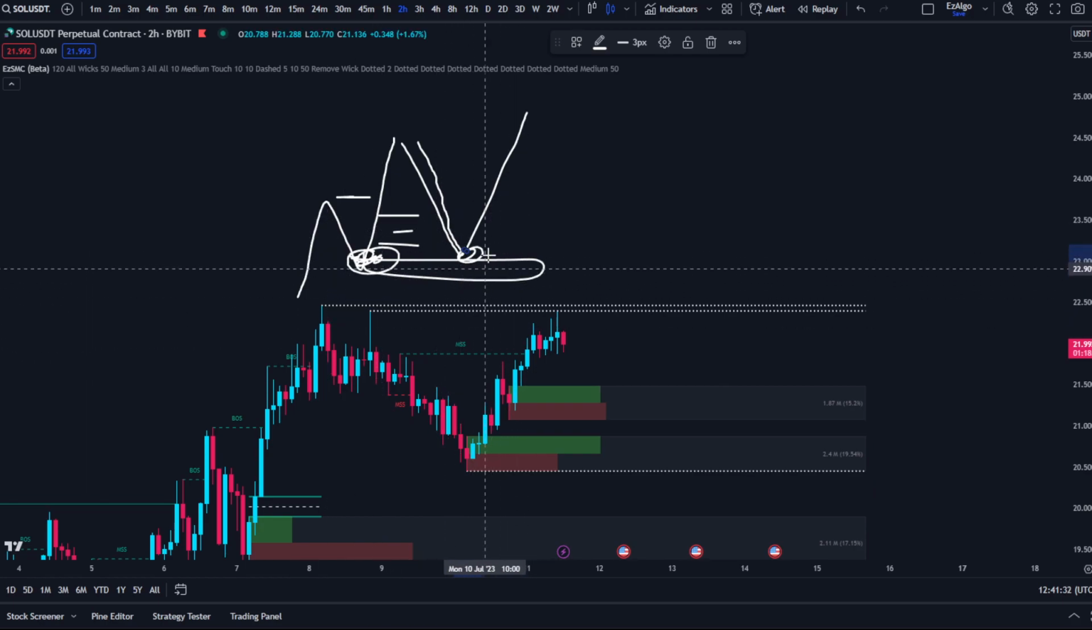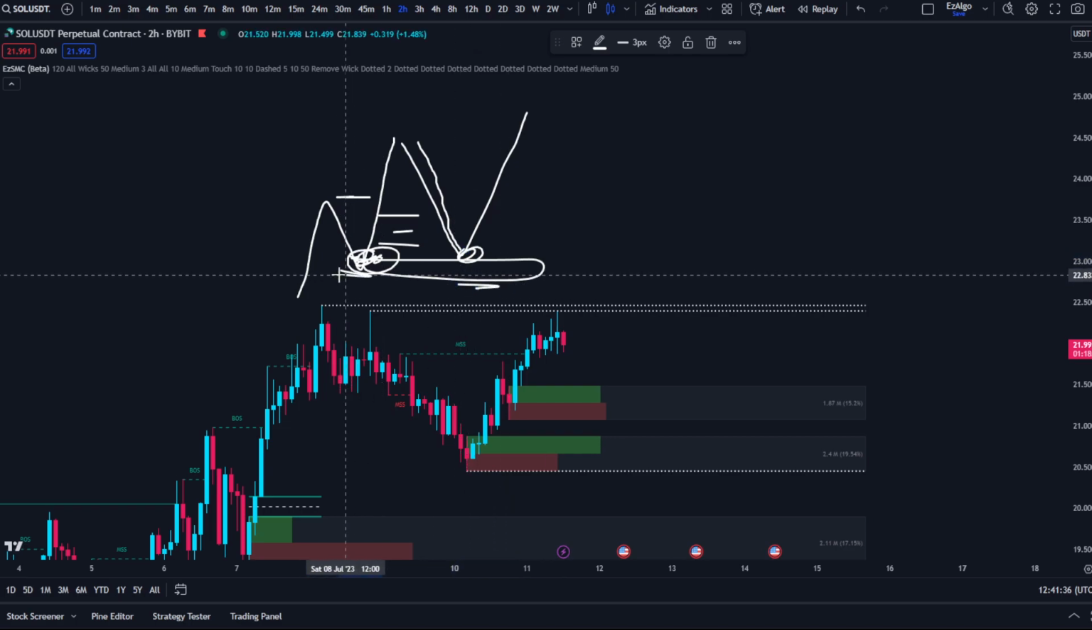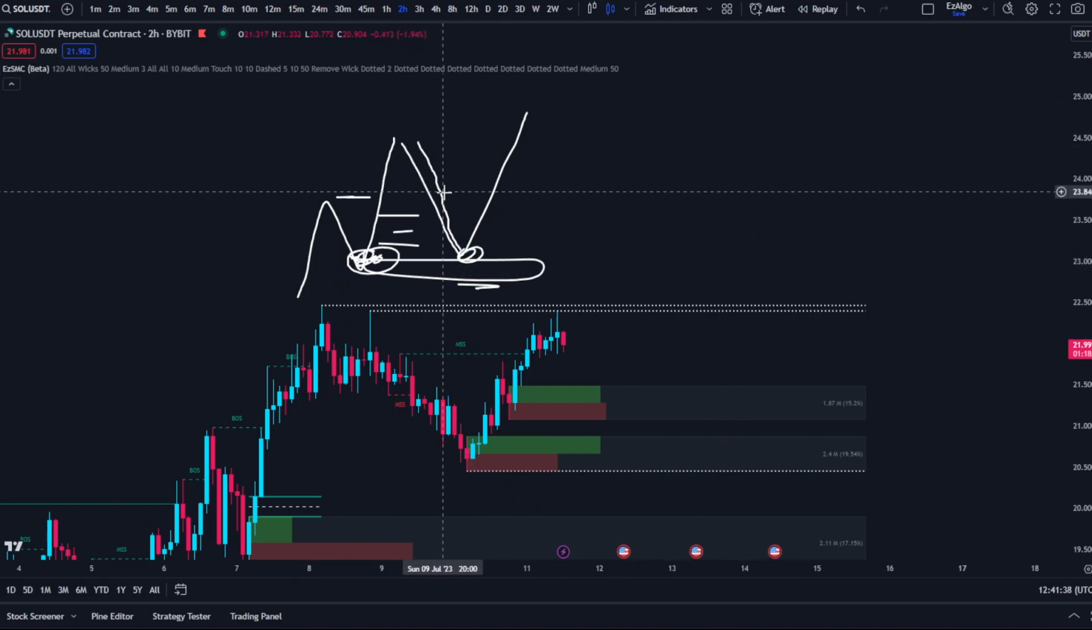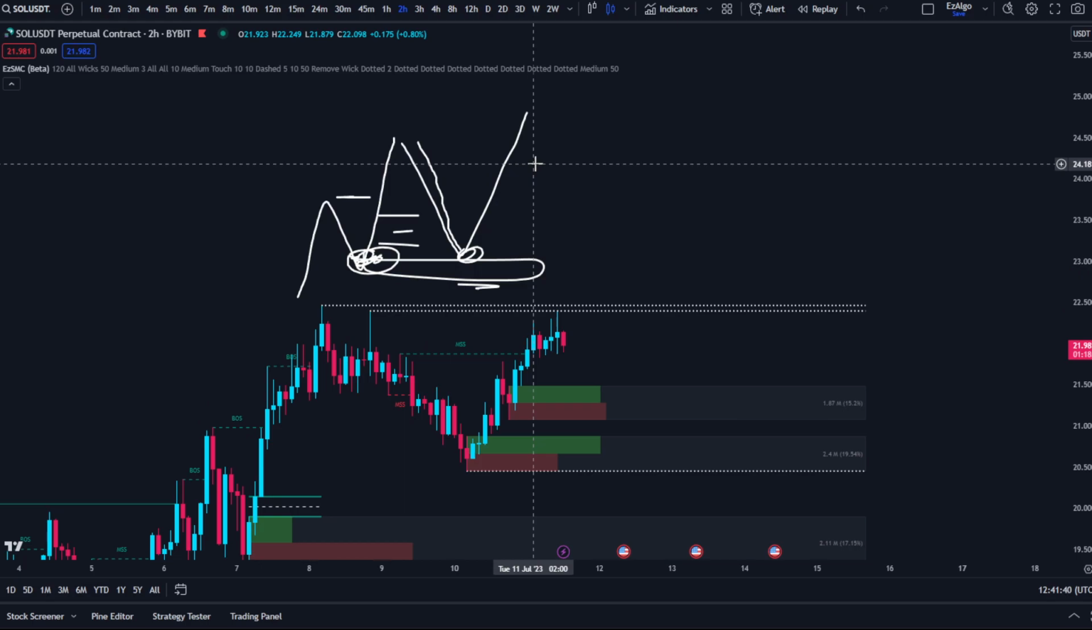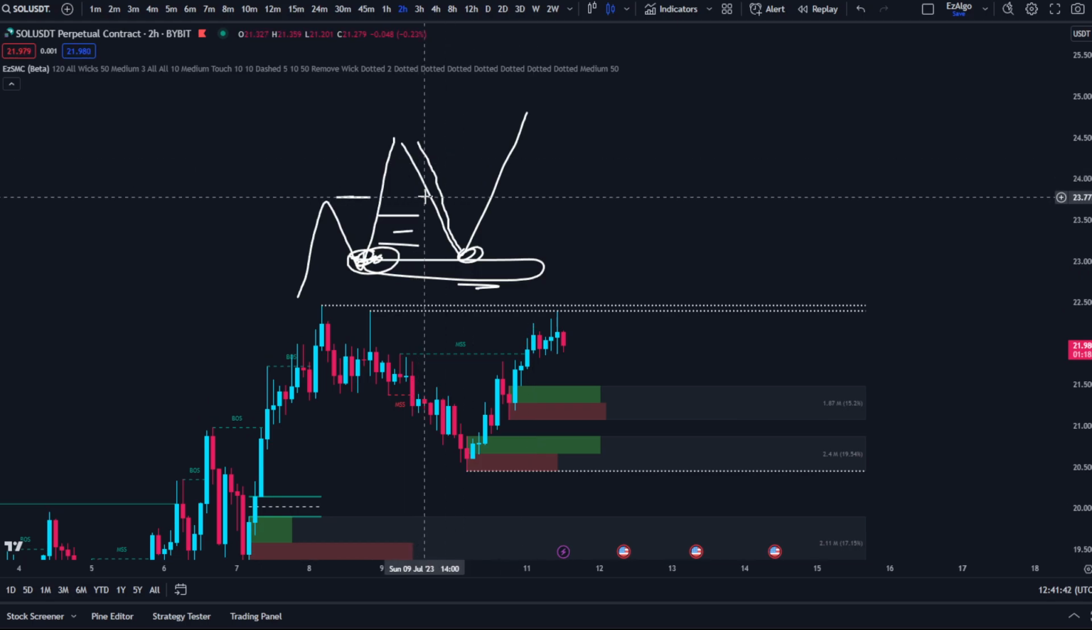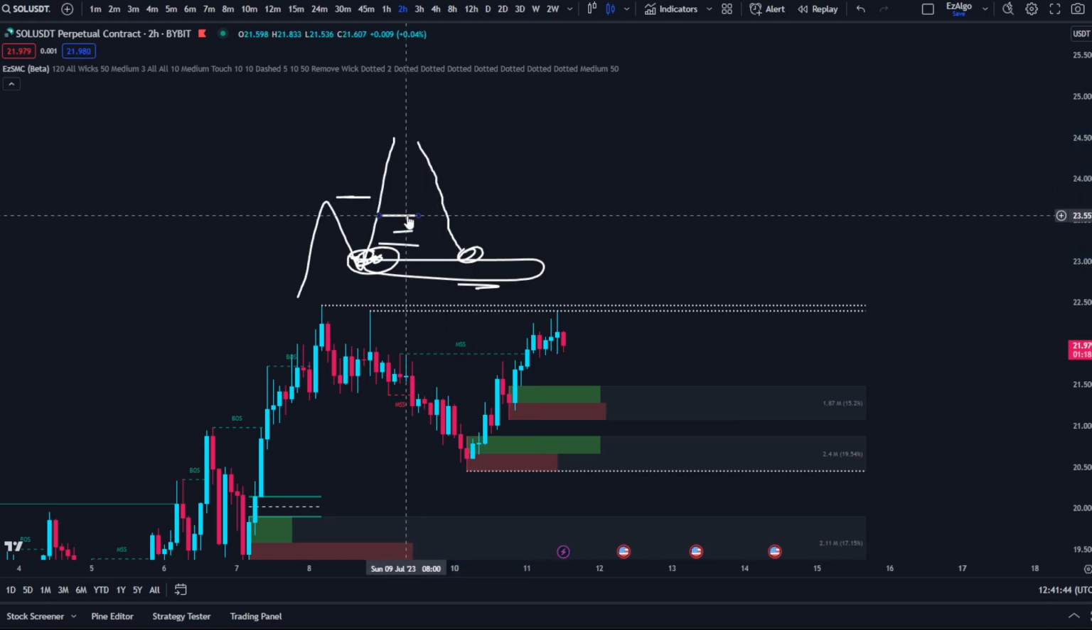We have not broken new lows. This idea is invalidated once price closes below this low. So I hope that made sense. I'll do some more training in the future. Maybe I'll bring J Money on the channel and we can talk a little bit more about the 1-2 setup. But it's very, very simple, right?